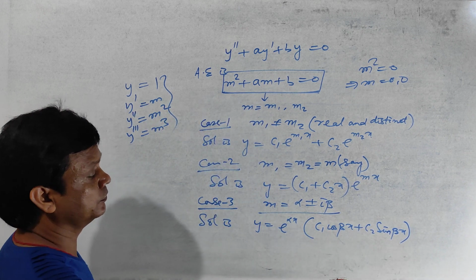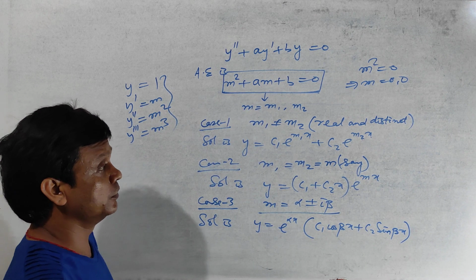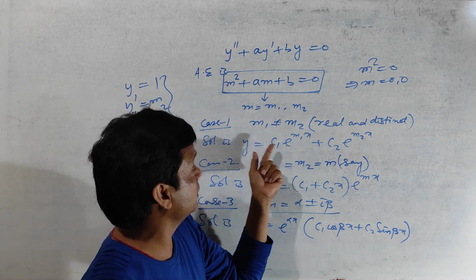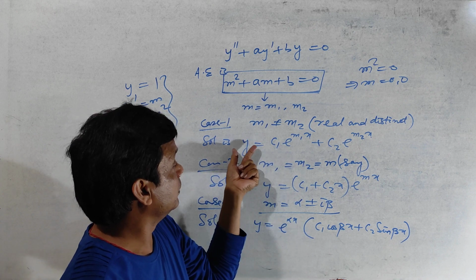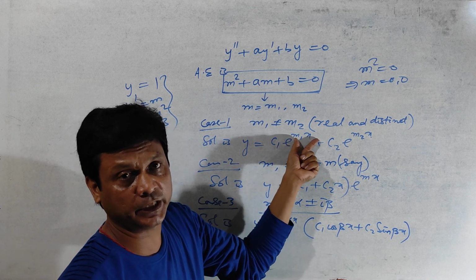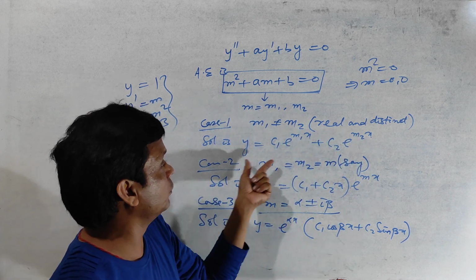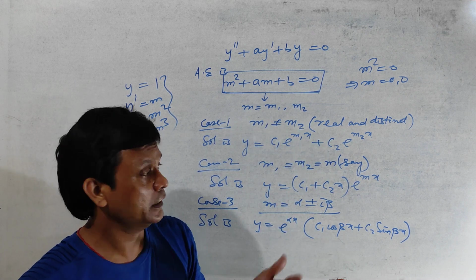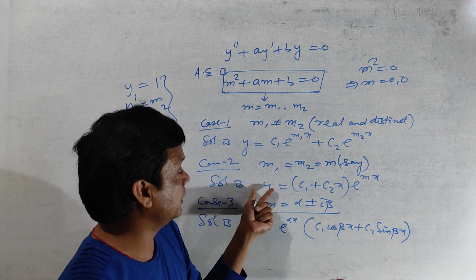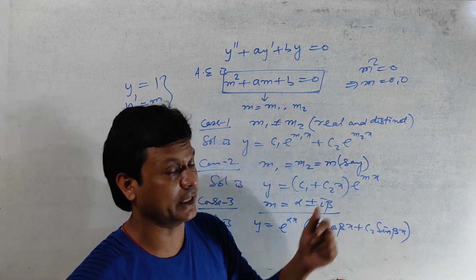So this is the solution in this case. Remember, I will give you examples. If the two values are given in this string, then the solution is y equals c1 into e to the power m1x plus c2 into e to the power m2x. And if the two values are real and coincident, that means real and equal, m1 equal m2 equal m say, then y equals c1 plus c2x into e to the power mx.